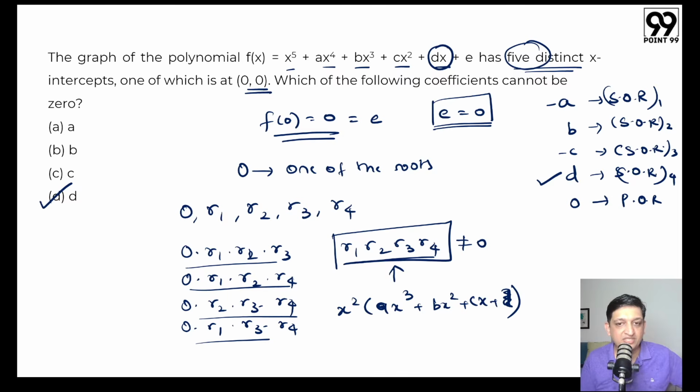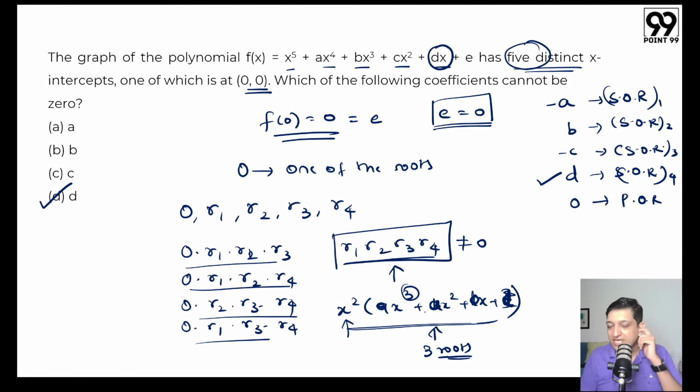So x raised to 3, a times x squared, b times x plus c. I think this is what it will look like. Right? So if it looks something like this, then what will happen in this particular case? We will be able to say that the value of x can be equal to 0 and the value of x can also be equal to 0, because in this case, I am going to have 3 roots because it is a cubic. So if it is a cubic, it will have 3 roots.